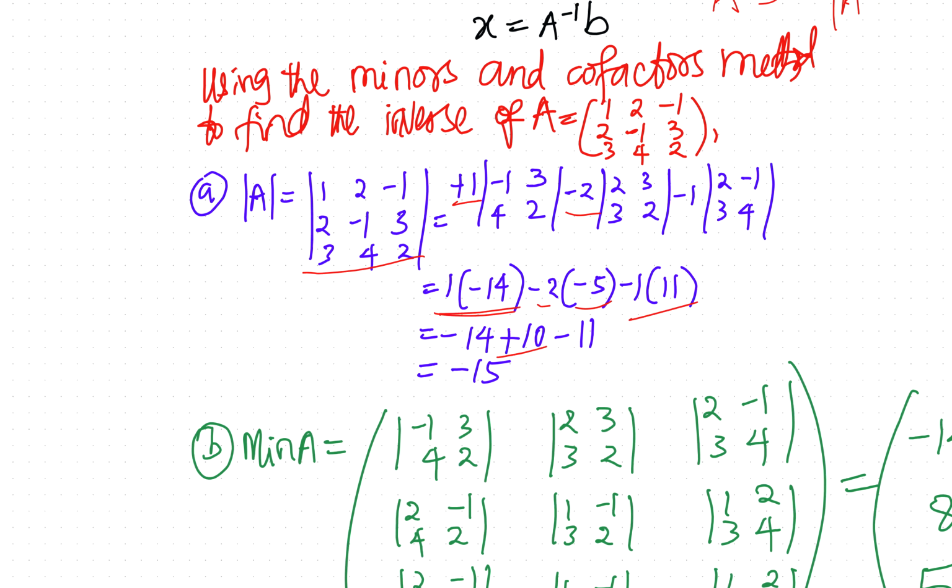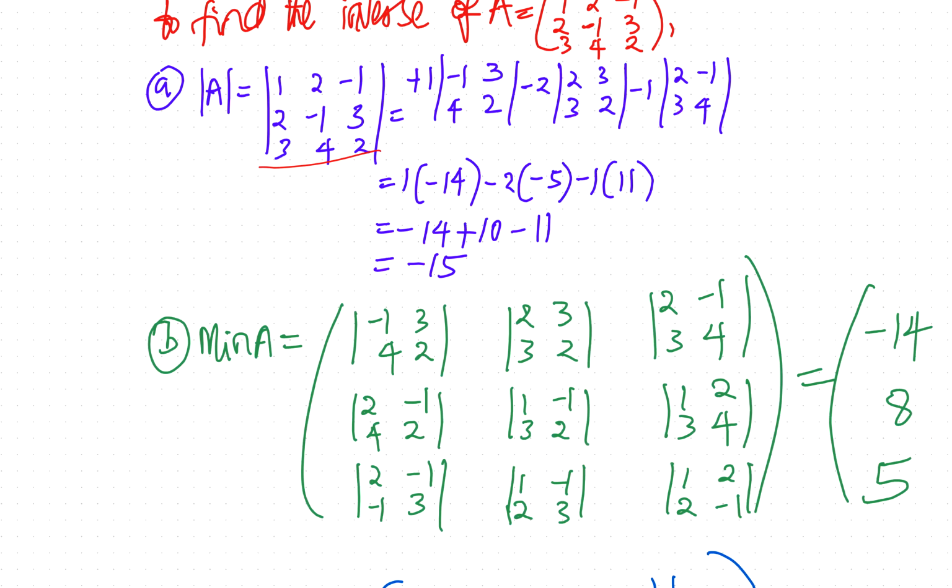So minus 14 plus 10, that's minus 4. Minus 4 minus 11, that's minus 15. So this is settled. So that's us getting the determinant. So the next thing we need to find would be the minors of A. Now, the minors of A is a very interesting concept.